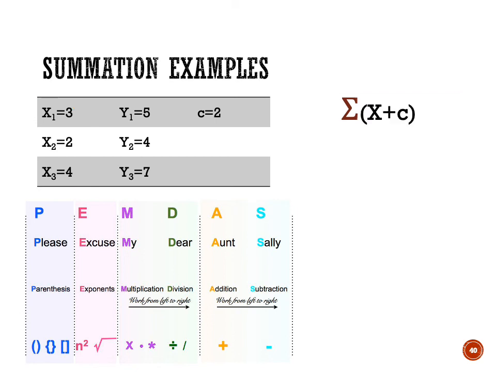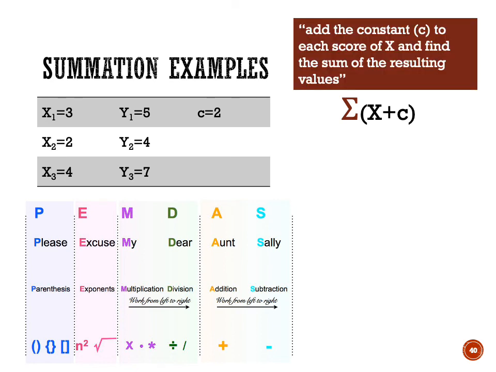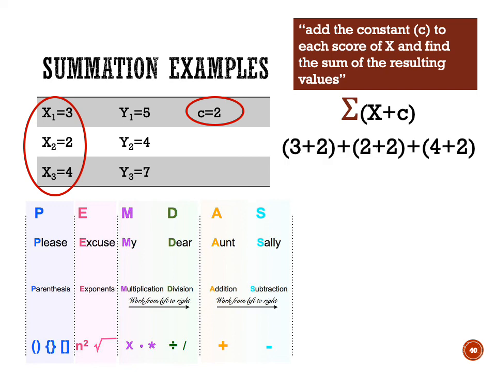All right, another example. Here we have X plus c, so now we're involving the constant. I would interpret this as add the constant to each score of X and find the sum of the resulting values. I have three different values for X, but remember that the constant always stays the same. So I'm going to be adding 2 to each value of X and then finding the sum of the resulting values.